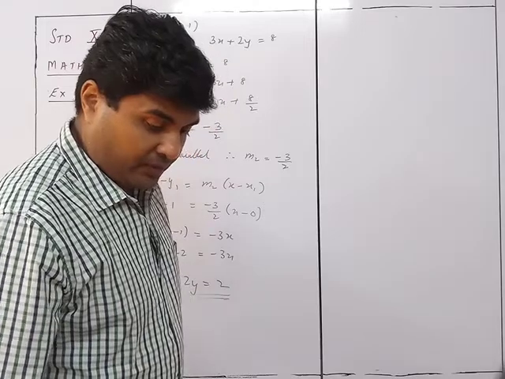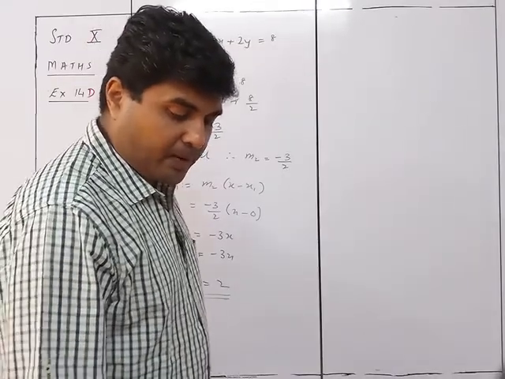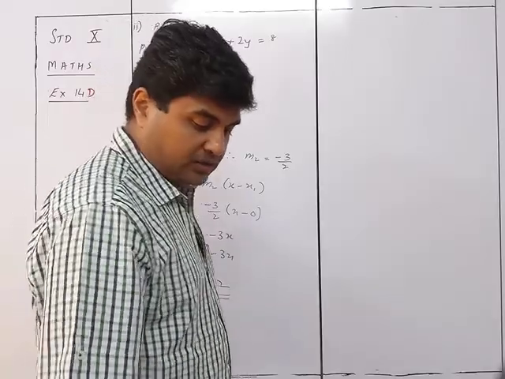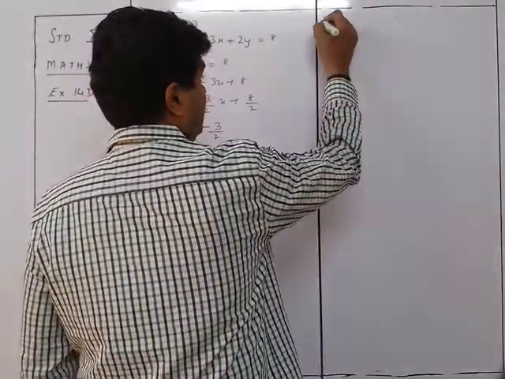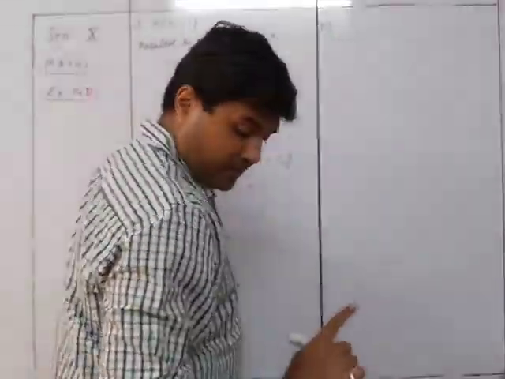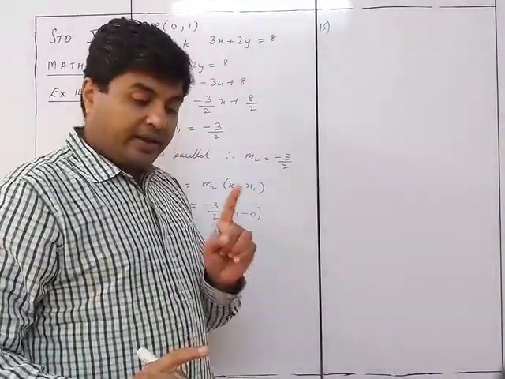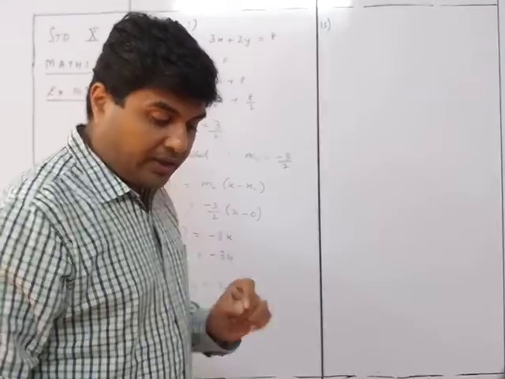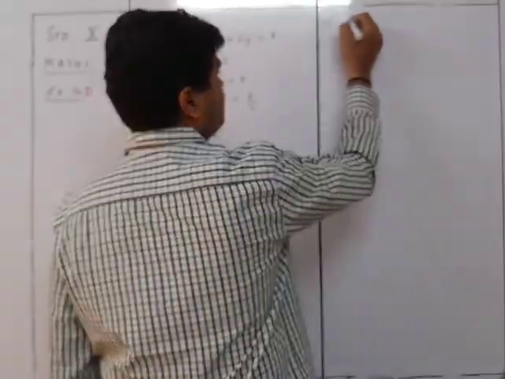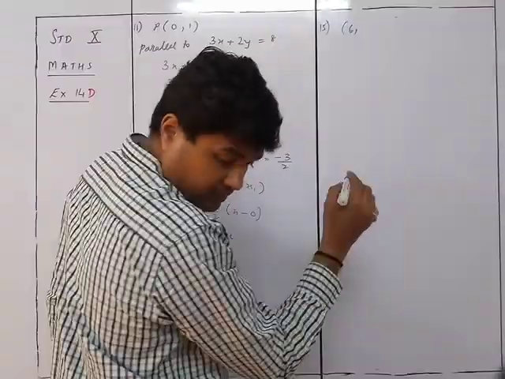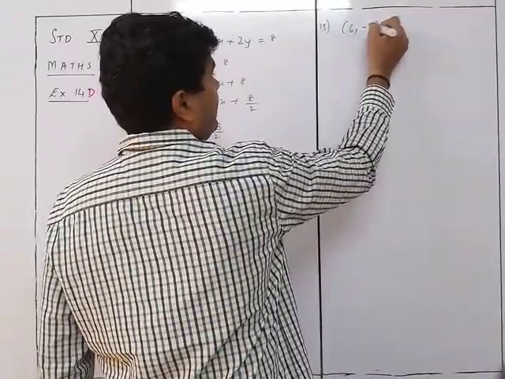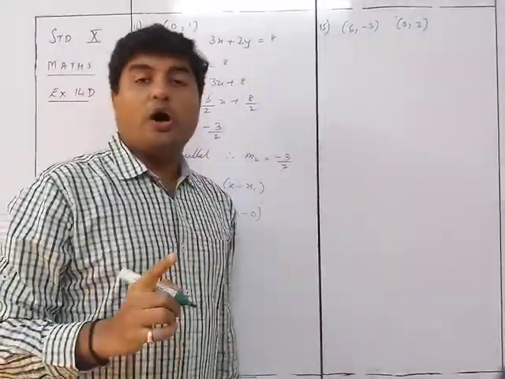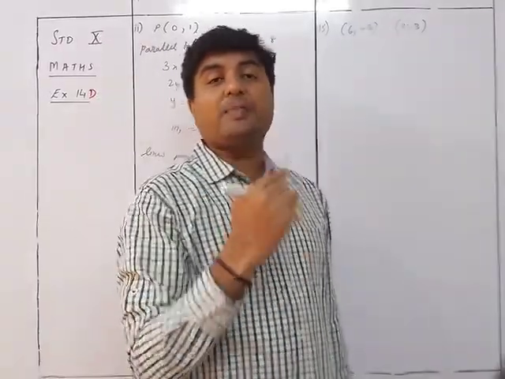Sum number 15. Find the equation of the perpendicular bisector of the line segment obtained by joining these points. Okay, so we have got this over here. Now we need to understand this properly. The equation of the perpendicular bisector. The points given here are 6 comma minus 3 and 0 comma 3. We don't want the equation of this line. We want the equation of the perpendicular bisector of this line.